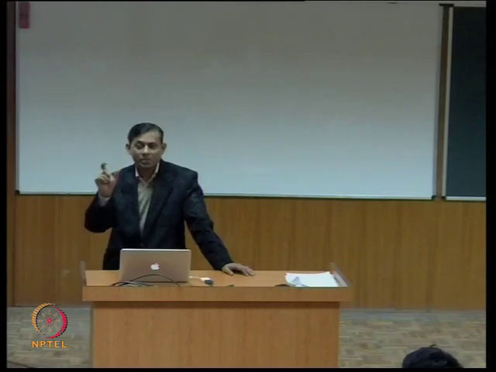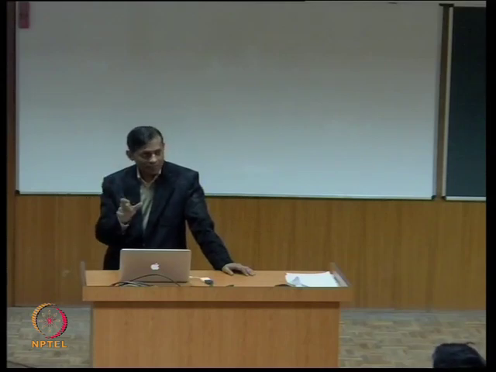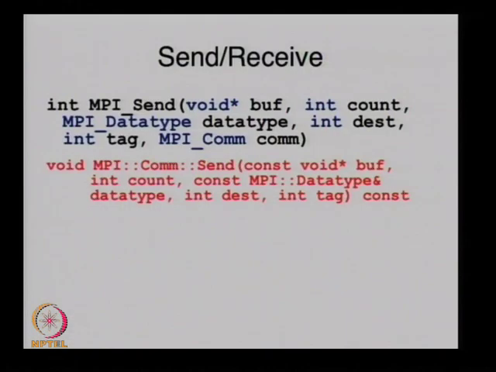Now there's also a C++ binding. So there's a class MPI which has a subclass called Comm, which has a method called Send. So if you're interested in C++, then you can use the class version. It will take essentially the same parameters. This is the only time I'm going to show you the C++ variant of the function. We're just going to look at the C variants through the rest of the MPI talk.